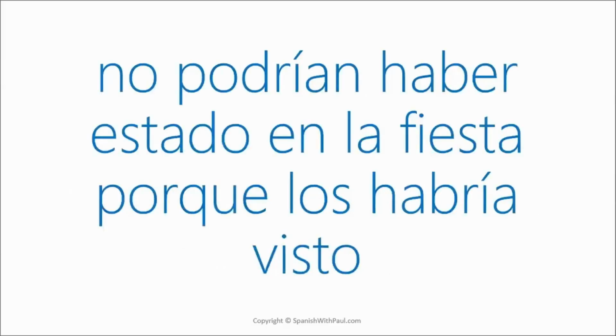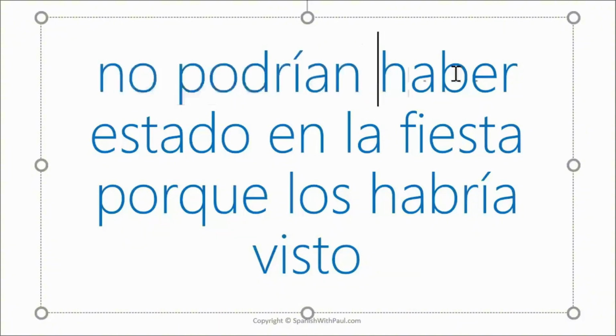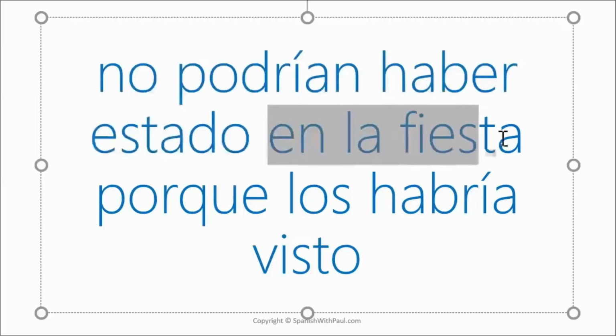No podrían haber estado en la fiesta porque los habría visto. Analyzing this, we have they couldn't have been. So they couldn't, no podrían, have, haber, and then been, estar goes to estado. This is the past participle. So here we have our formula. No podrían haber estado. We use the estar and not ser because we're talking about location, right? At the party, en la fiesta.